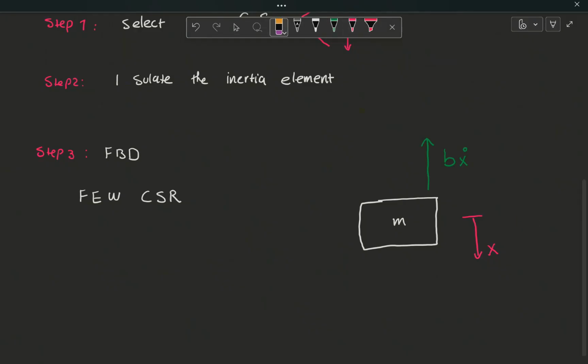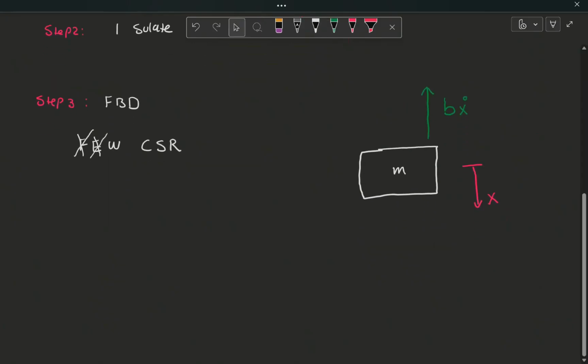Okay. Next one. So I'm going to cross out the friction. Next one is the external force. If you notice, we do not have any external force. So I'm going to cross this one out too. The next one is the weight. Note that weight is always applied at the center of gravity, pointing downward. So this is my weight. I'm done with this one as well. I do not have any contact in this system. It's hanging in the air.